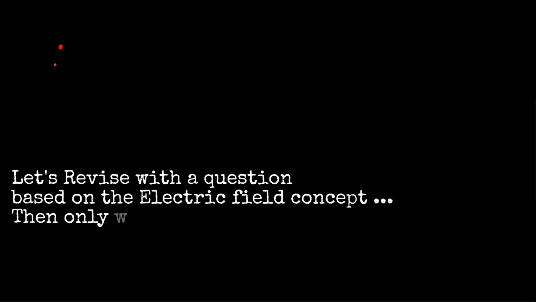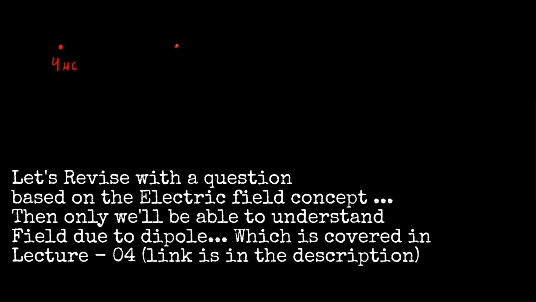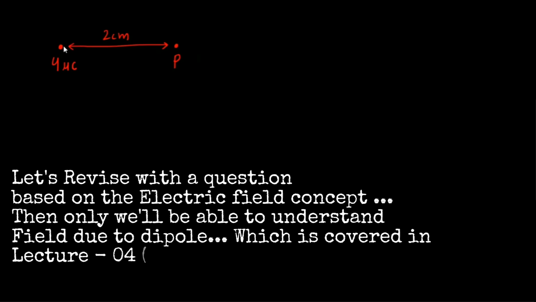Let's do it. So the question is, suppose there is a charged particle of 4 microcoulombs. You have to find the electric field at this point P, which is 2 centimeters apart from this charged particle. So tell me the direction as well as the magnitude of the electric field due to that 4 microcoulomb charged particle.